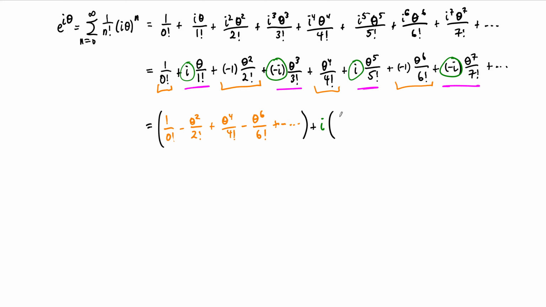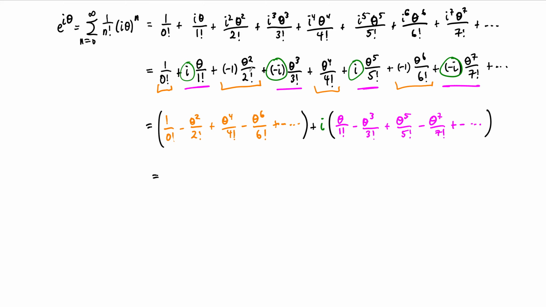So this first one is going to be theta over 1 factorial minus theta cubed over 3 factorial plus theta to the 5th over 5 factorial minus theta to the 7th over 7 factorial, and then again, plus minus, the pattern continues, right? At this point, we take a closer look at the two series that are inside the parentheses, right? And these can be written in sigma notation.